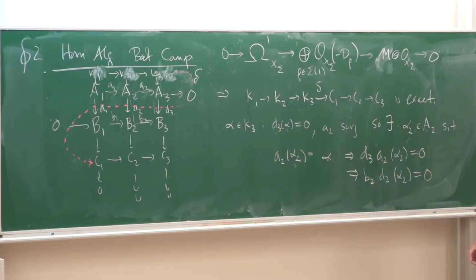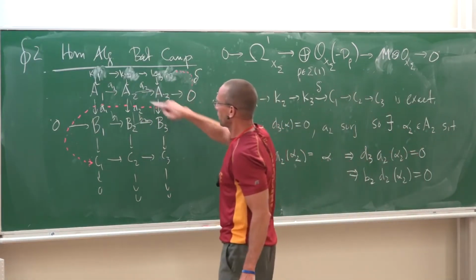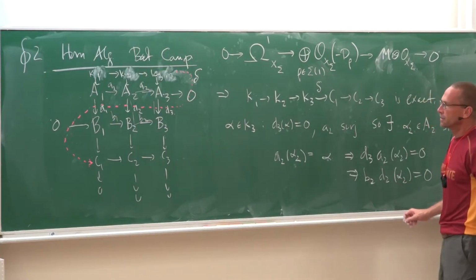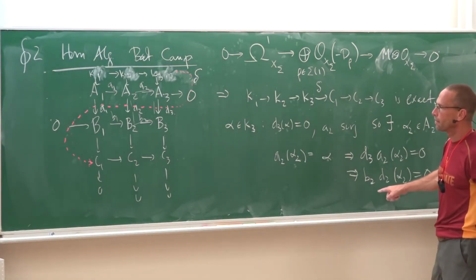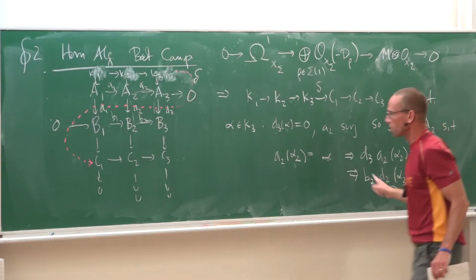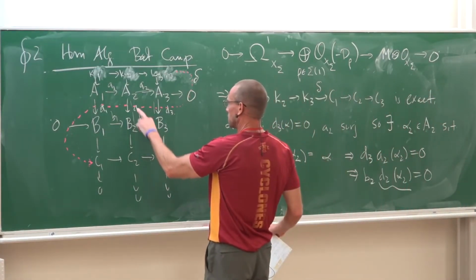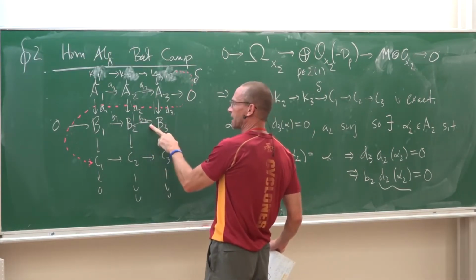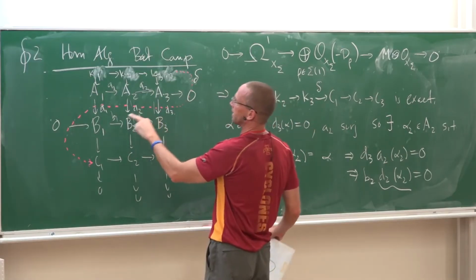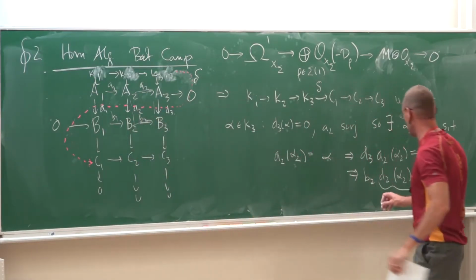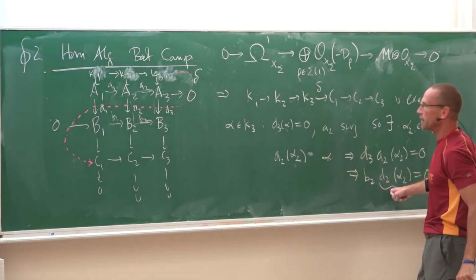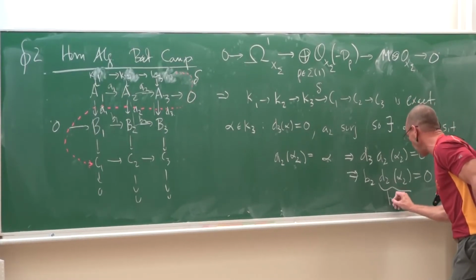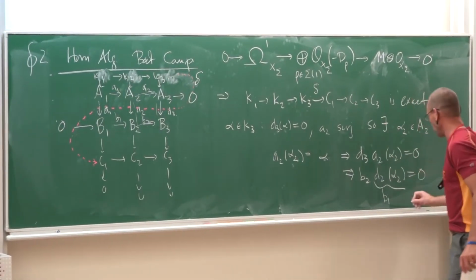You guys are all with me here, right? So run the map this way, I got 0. Run the map this way, I got 0. Okay, so in particular, that means that B2 of D2 of alpha 2 equals 0. So D2 of alpha 2 is in the kernel of this map, but this is exact. So being in the kernel of B2 means I'm in the image of B1. So that means that my D2 of alpha 2 is equal to B1 of some, let's just call it beta.